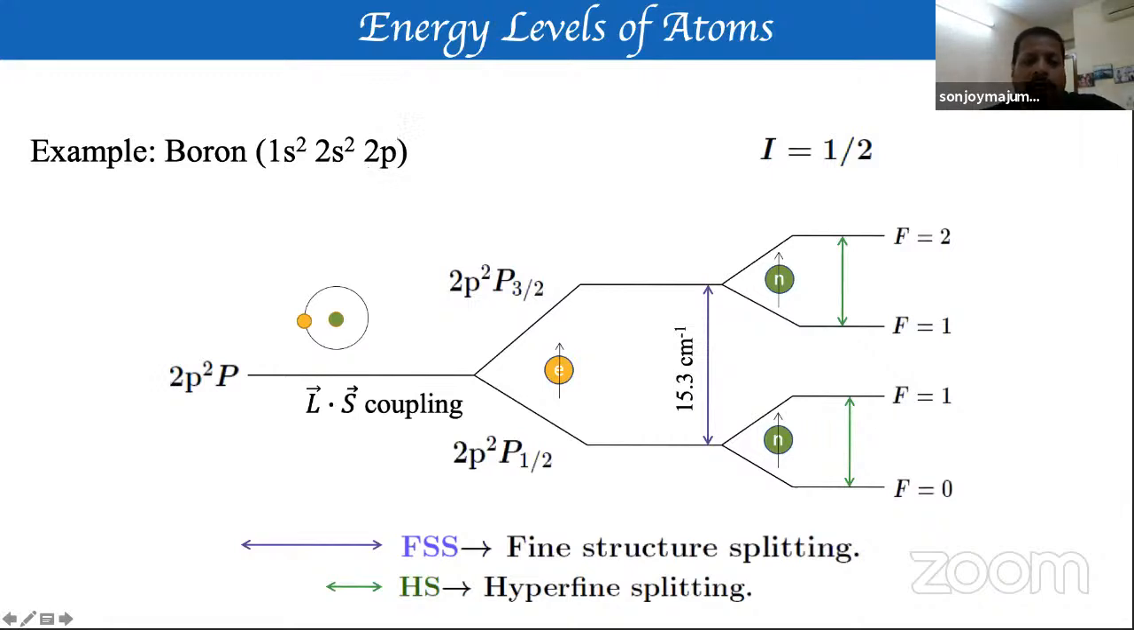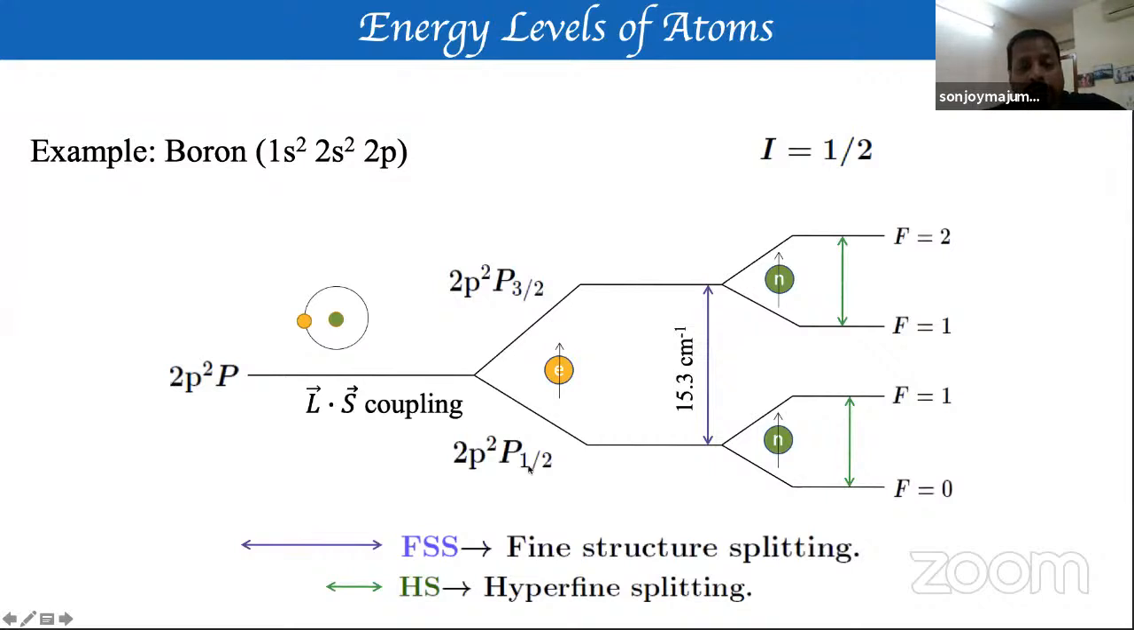Then you can have that LS coupling, that spin orbital coupling, which actually splits the state to the fine structure state, where you will get total angular momentum. In this LS coupling, for this p, we will have total angular momentum J equal to 3/2 and J equal to 1/2.